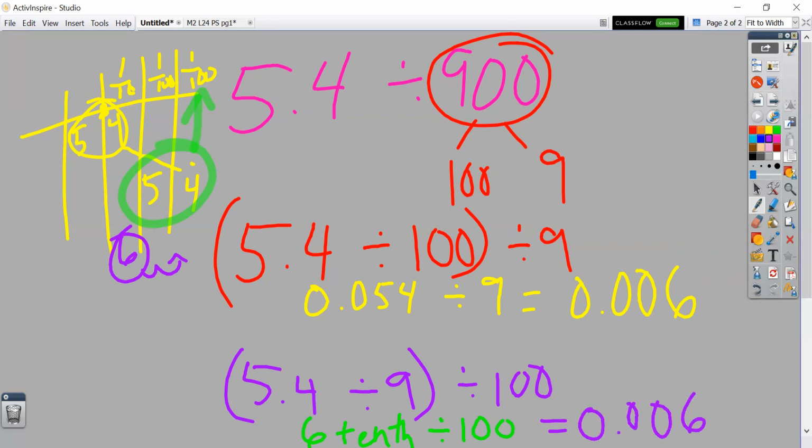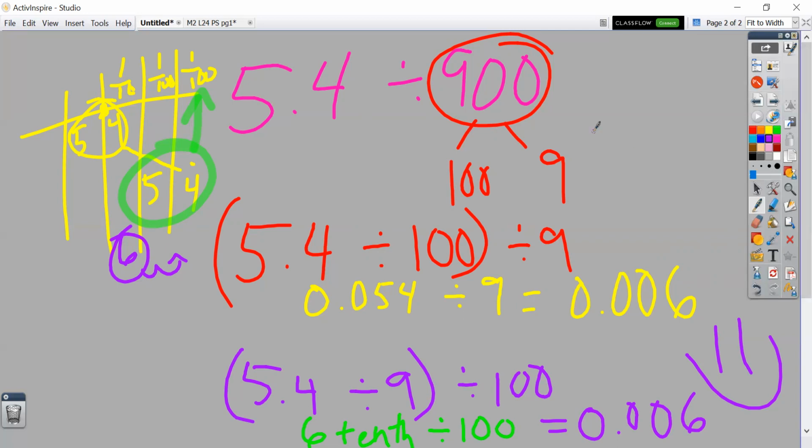So again, regardless of which style you use, you get the same answer. And that's what's great about math to me. We can think about numbers in lots of different ways. And as long as we're using sound mathematical steps and practices, then we can get to the same answer.